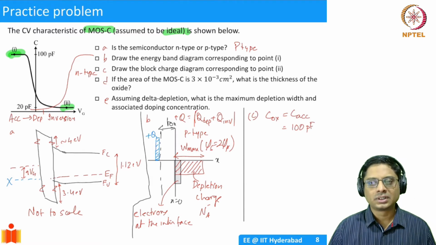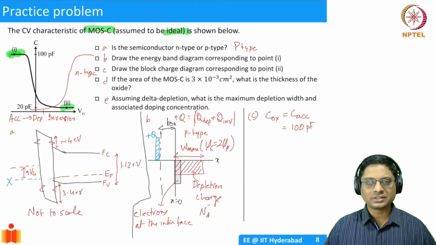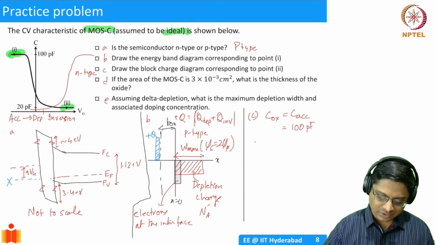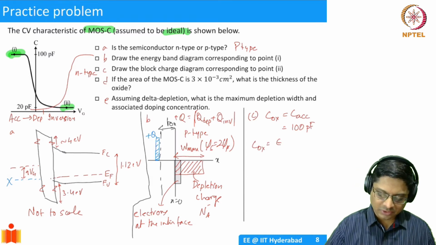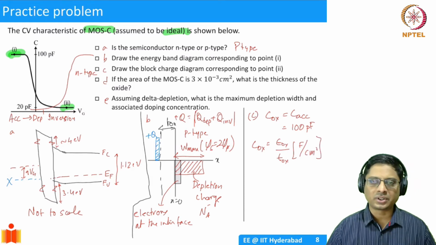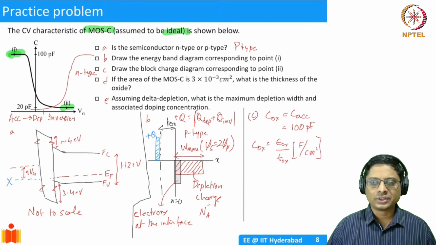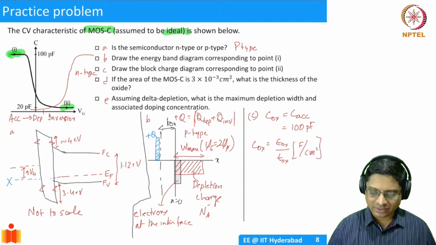Okay. But remember, whenever we calculate Cox, we have been using Cox is epsilon oxide divided by thickness of oxide. But these units always are farad per centimeter square. That's what we've been using. We really didn't take the area into account. But now we are given the capacitance in farads, picofarads. So then we have to calculate that, right?